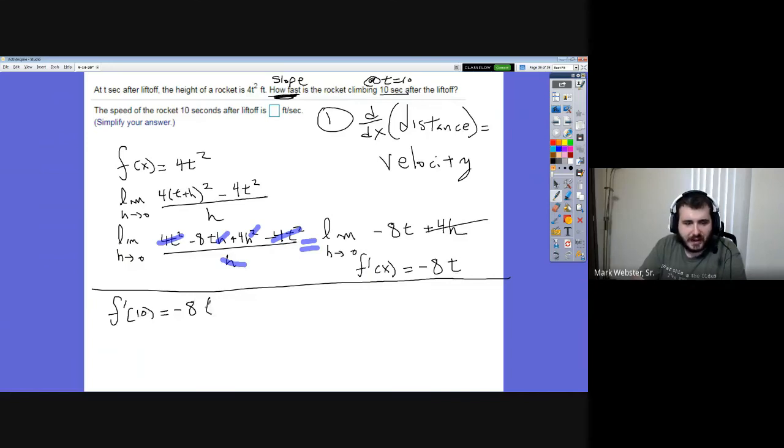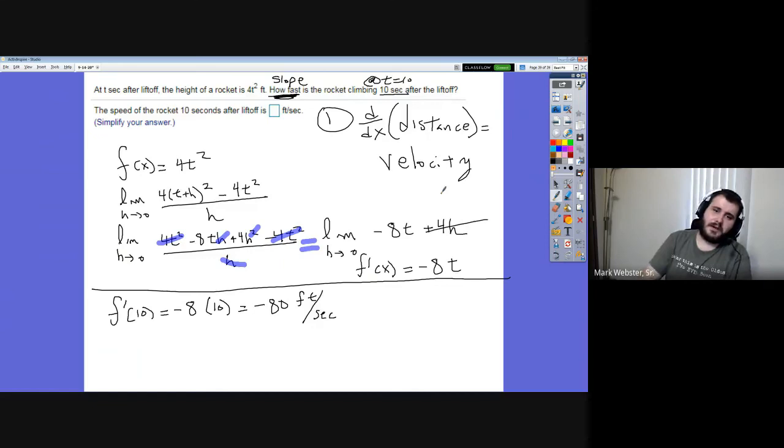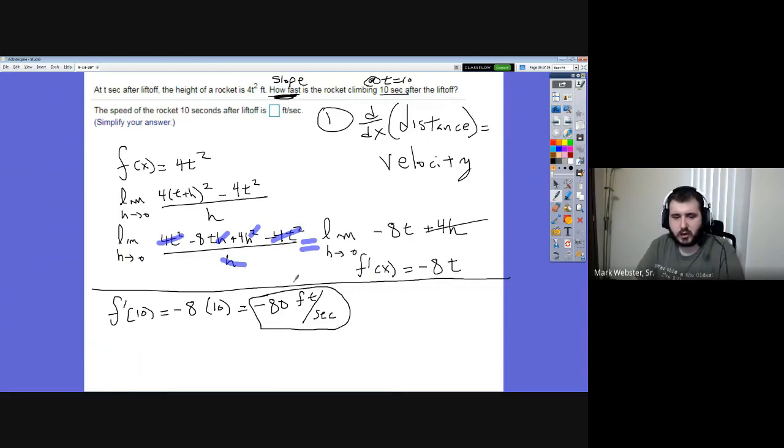t is 10. Well, what's negative 8 times 10? That's negative 80. And then always make sure to include your units. I've seen them mark off on the AP exam for not putting the units down before. So when you're writing something out, make sure to include the units.